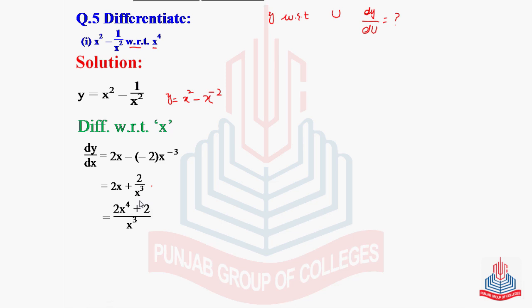By taking LCM x cube, we will have 2x raised to the power 4 plus 2 over x cube, which is dy by dx. By taking common 2, that will become 2 times x⁴ plus 1 divided by x cube. Next, let u is equal to x⁴. Actually giving a name to this function x⁴.